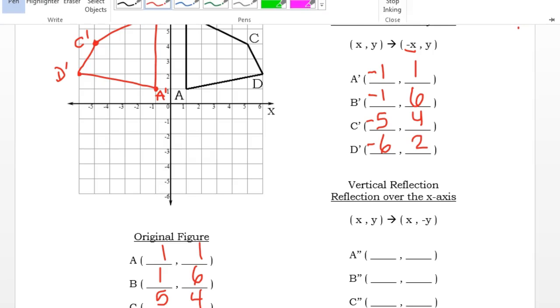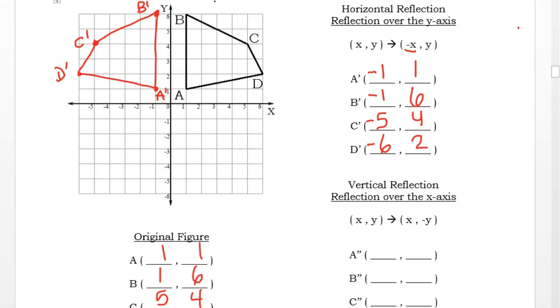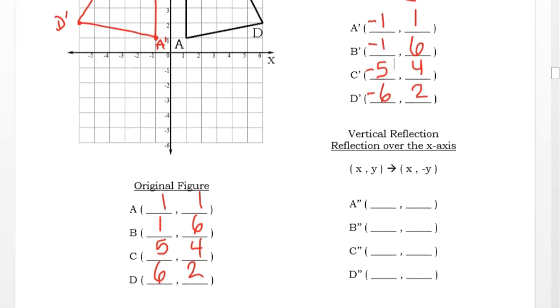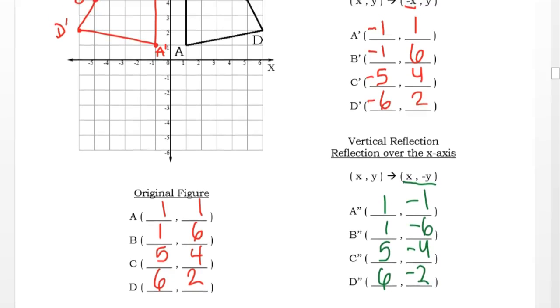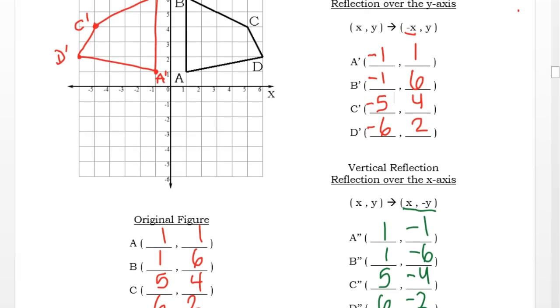So for our vertical reflection, we're going to take these same coordinates from the original figure, and we're going to keep the x-coordinate exactly the same, and the y-coordinates will turn negative. And then when we graph these points, we'll see that it flips over the x-axis, so it flips down. So 1, negative 1 means right 1, down 1.